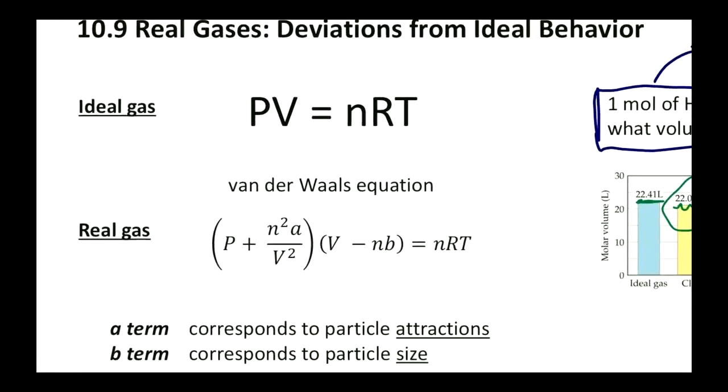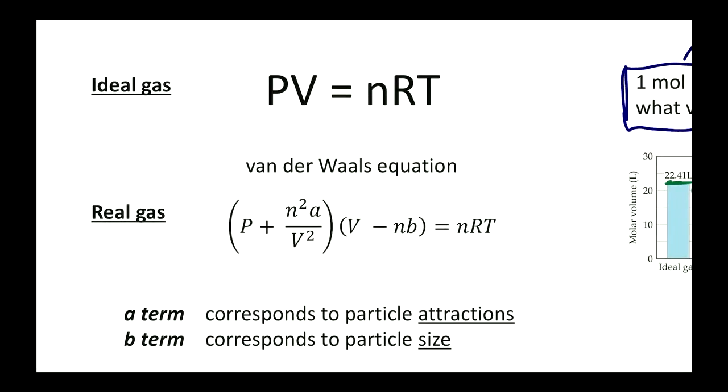But the thing is, yes, the van der Waals equation looks really scary, but it's not. The van der Waals equation is just PV equals nRT with some sprinkles on it, all right? So here, this term is your pressure term with an adjustment on it. This parenthesis is your volume term from the ideal gas law with a little adjustment. That's it. And then the other side of the equation is the exact same.